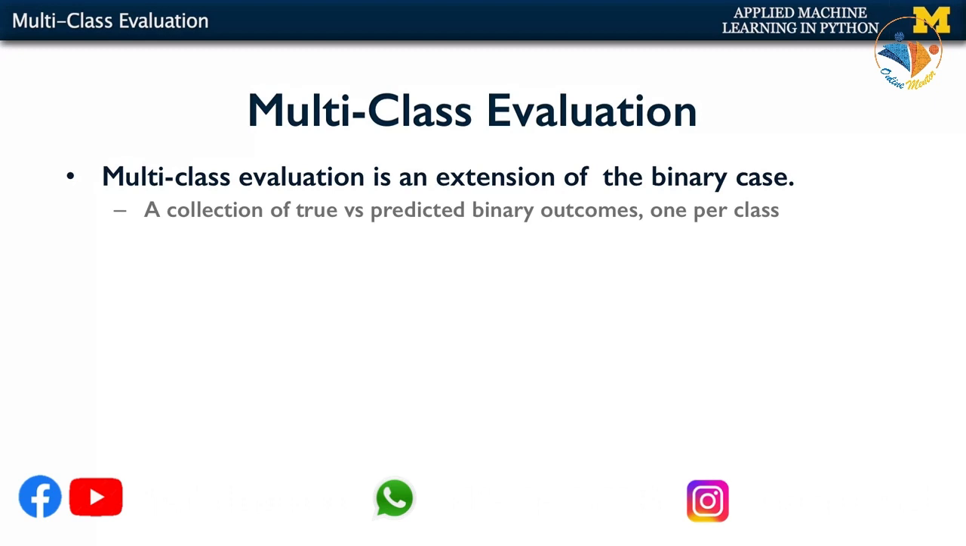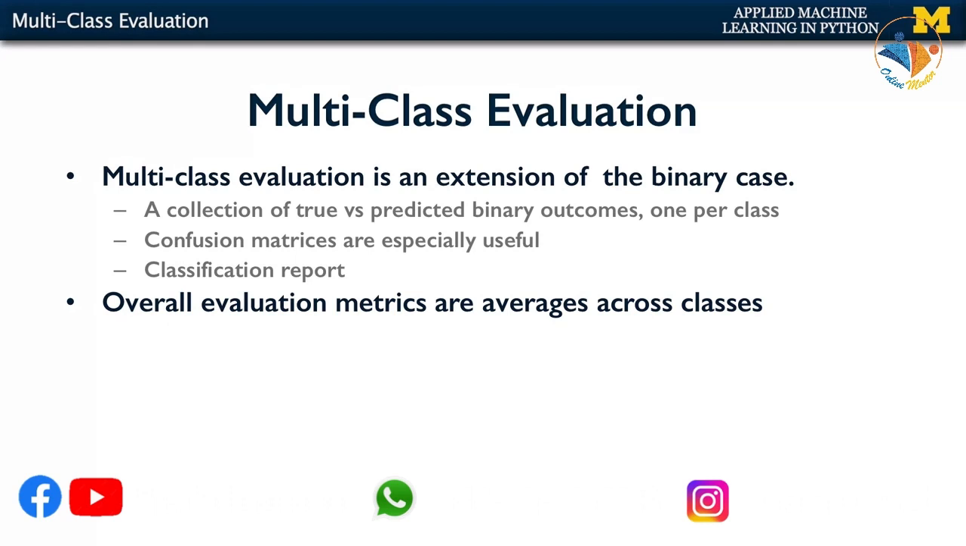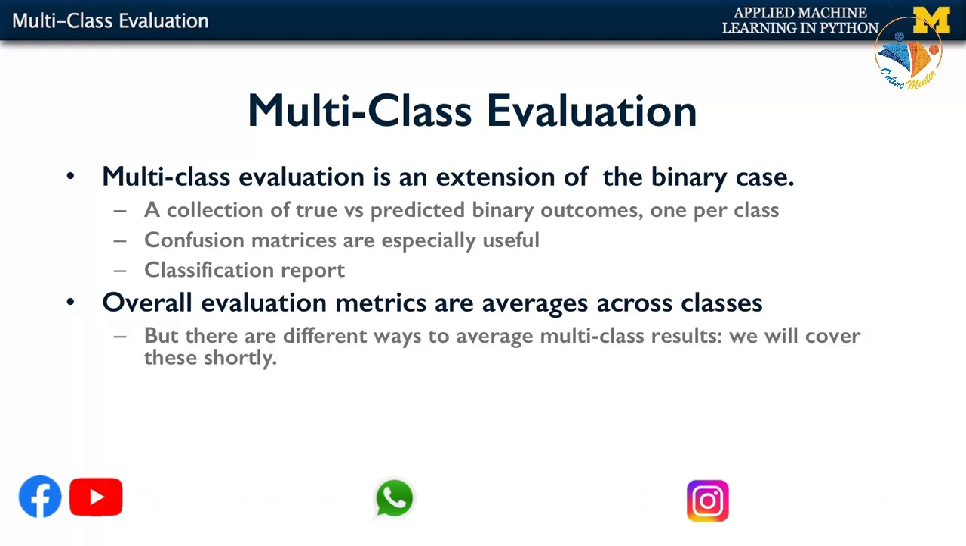And just as we saw in the binary case, you can generate confusion matrices in the multi-class case. They're especially useful when you have multiple classes because there are many different kinds of errors that result from one true class being predicted as a different class. So we'll look at an example of that. Classification reports that we saw in the binary case are easy to generate for the multi-class case. Now, the one area which is worth a little more examination is how averaging across classes takes place. There are different ways to average multi-class results that we'll cover shortly.